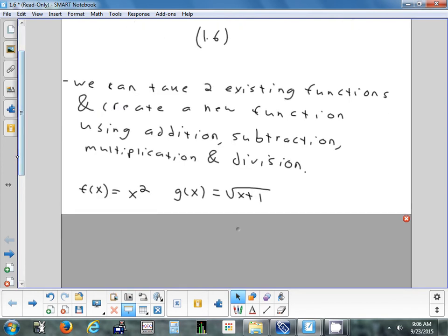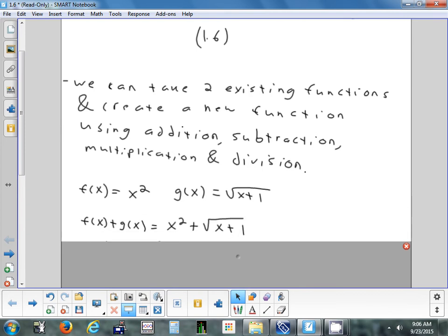Let me show you an example. Here's one function, f of x, equal to x squared. Here's another function, g of x, the square root of x plus 1. And I'm going to create something new by adding them together. f of x plus g of x is x squared plus the square root of x plus 1. There's not really any simplifying you can do with that. So it looks kind of messy, but that's all you can do.